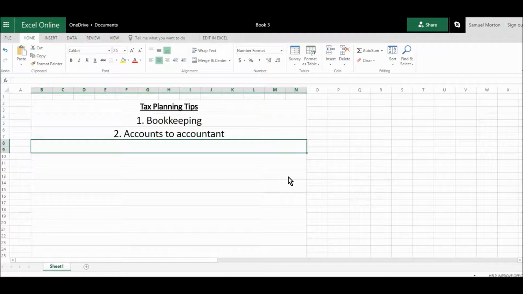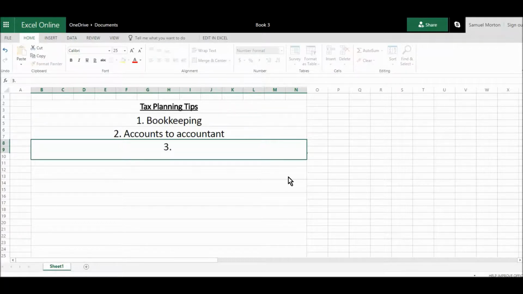So once your financial year is over or the tax year is over, give those accounts to your accountant. If you don't have an accountant, get one. If you do the accounts yourself, then don't procrastinate and get the accounts done as soon as possible. It really helps you and allows more time to pay tax.